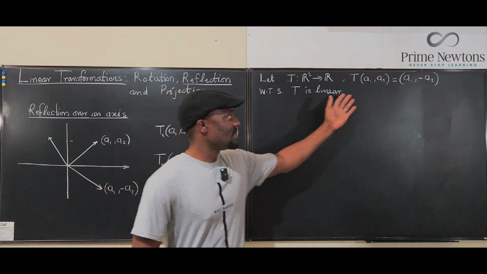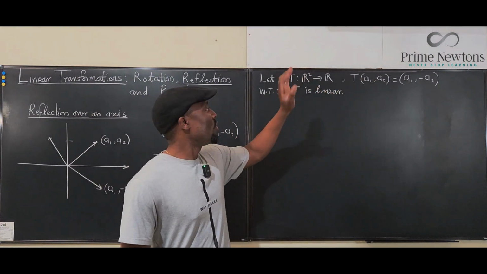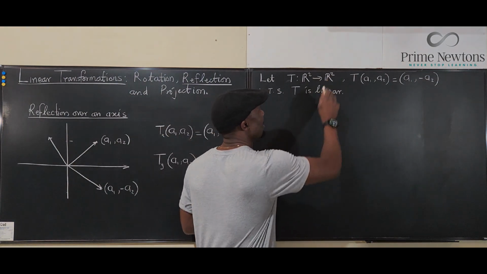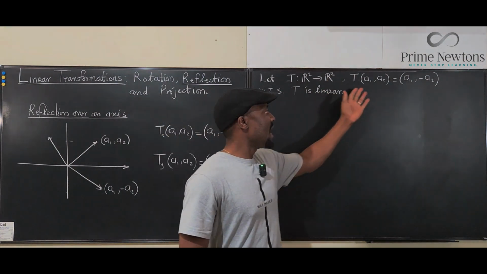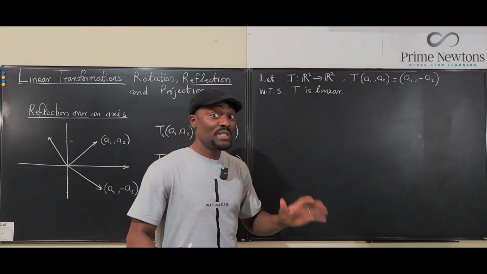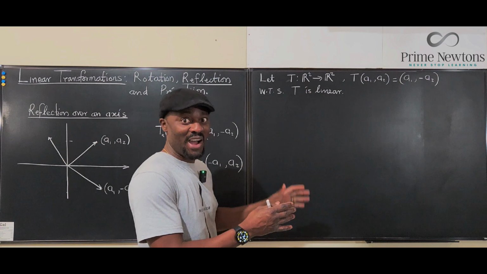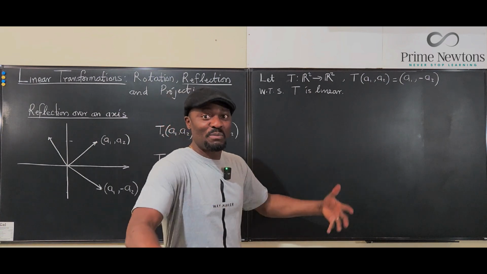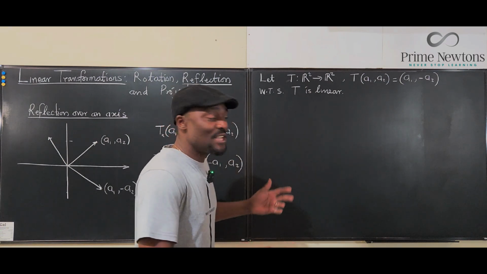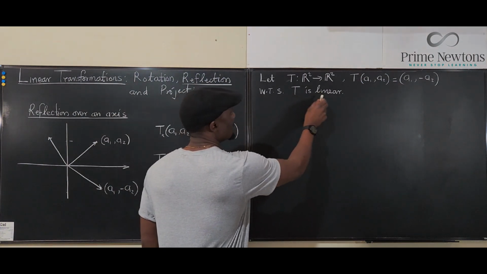As you can see, I've chosen reflection over the x-axis, and so T takes points from R2 to R2, and this is what you have. We want to show that T is linear. Now, for full disclosure, I have never done this in my life before, so I'm doing it right on the spot. But because I know what we're supposed to do, it will be easy to do. We just need to show that T is linear.